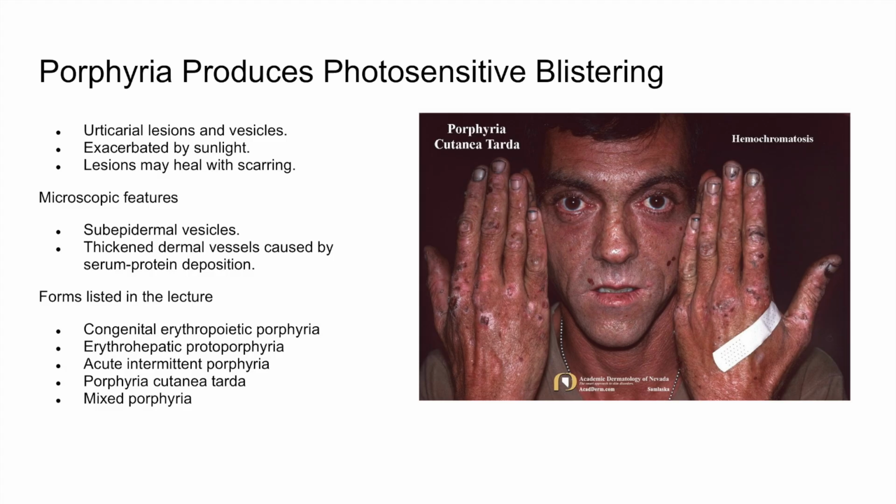Histology may show a relatively non-inflammatory subepidermal blister with thickened superficial dermal vessels. One important distinction is that acute intermittent porphyria produces neurovisceral attacks without photosensitive skin findings, while erythropoietic protoporphyria more often causes burning and pain than true blisters.